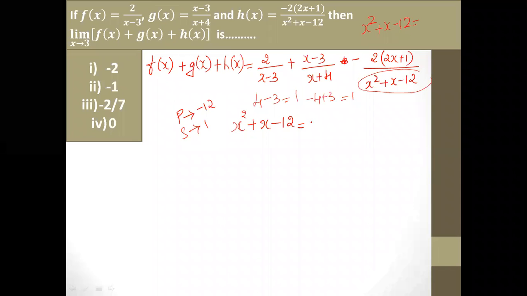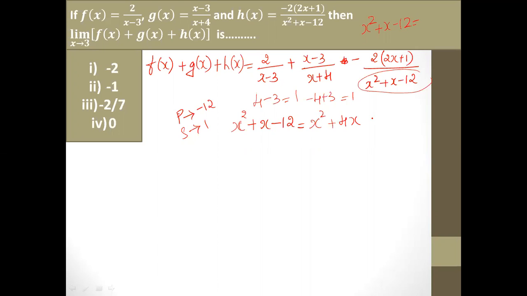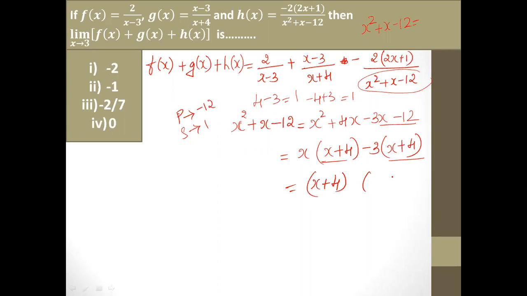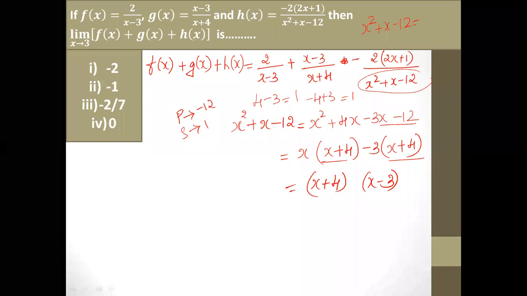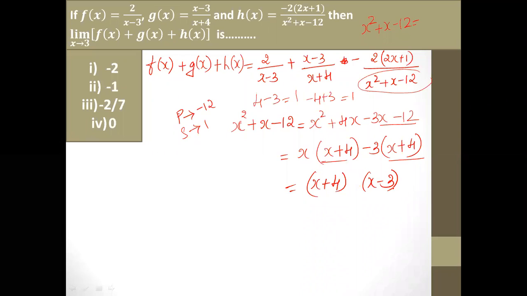Okay. So what I'll do is write x square plus 4x minus 3x minus 12. That means I have replaced x with 4x minus 3x. Now you see the common factor. It is x into x plus 4, minus 3. I will take common from these two terms. So what is remaining? x plus 4 is remaining. So you can see x plus 4 is common on both sides. So it is x plus 4 into x minus 3. Okay. So x square plus x minus 12 can be written as x plus 4 into x minus 3.